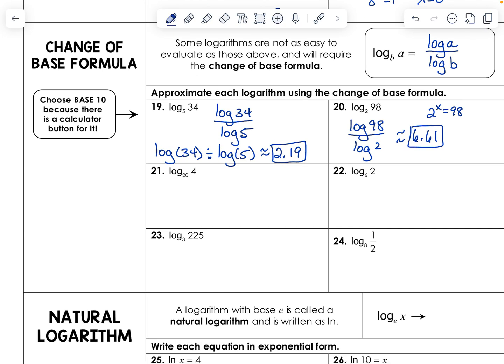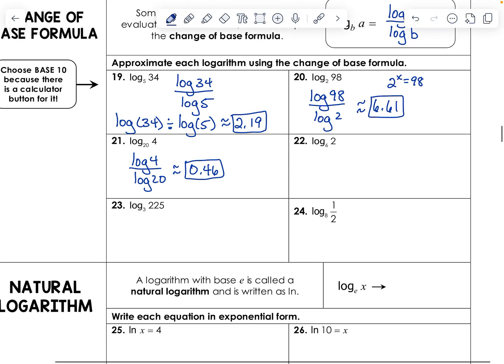So 21, again, if I take 20 and raise it to some power, it's supposed to give me 4. I have no clue what that would be. So we use change of base, so log of 4 divided by log 20. And that's approximately equal to 0.46.